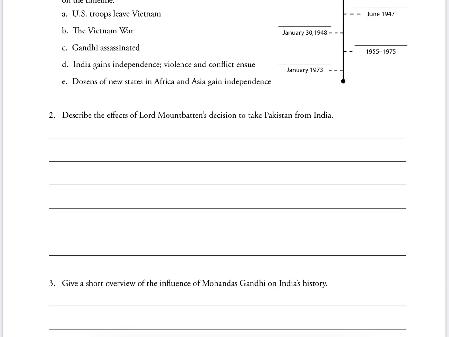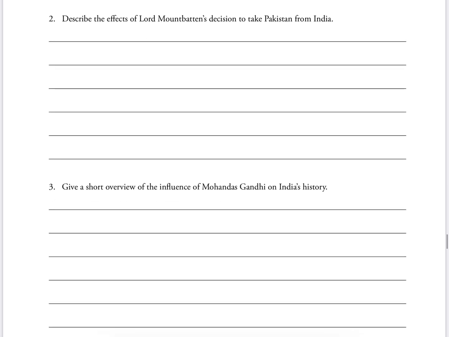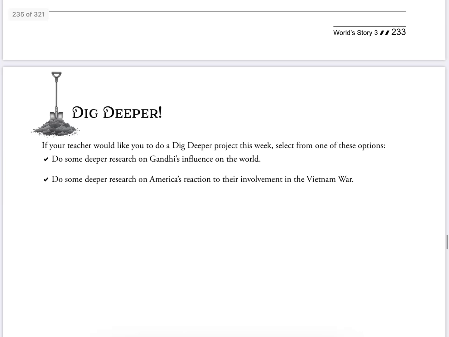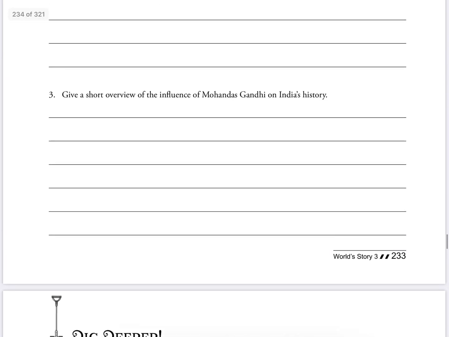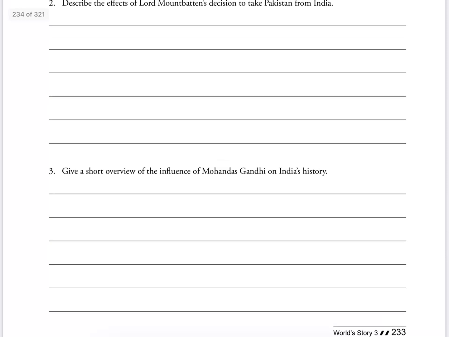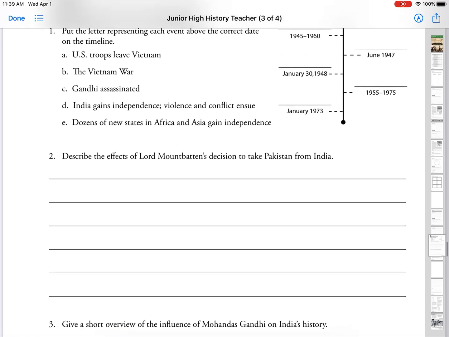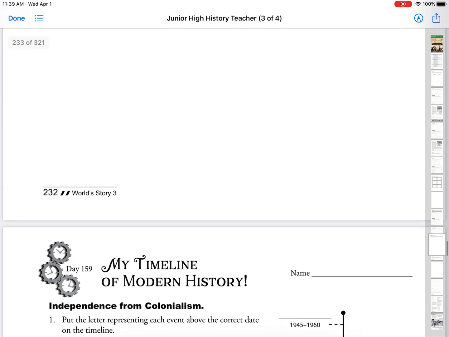Describing the effects of Lord Mountbatten's decision to take Pakistan from India, and then give a short overview of the influence of Gandhi on India's history, okay? And then that would be the dig deeper. So I don't think you probably have very many questions on that. Again, that is just kind of a brief explanation. Hopefully if there is one or two questions in there that you don't understand, that helped.